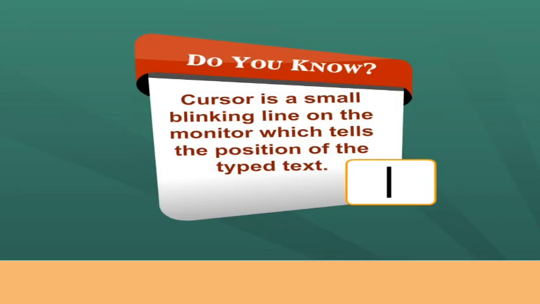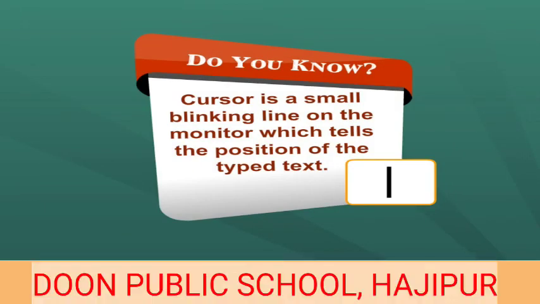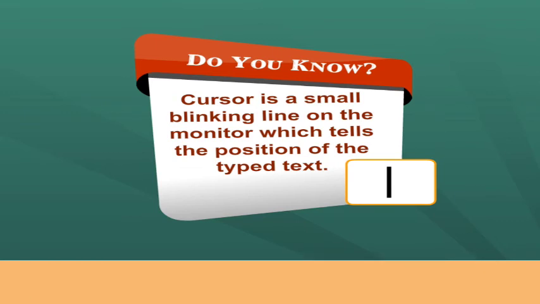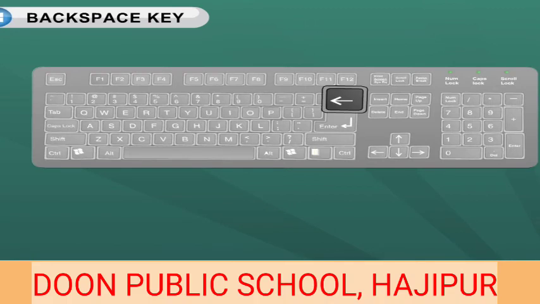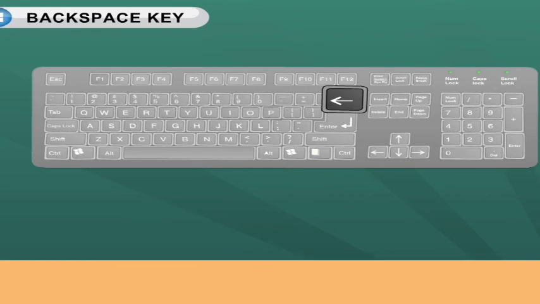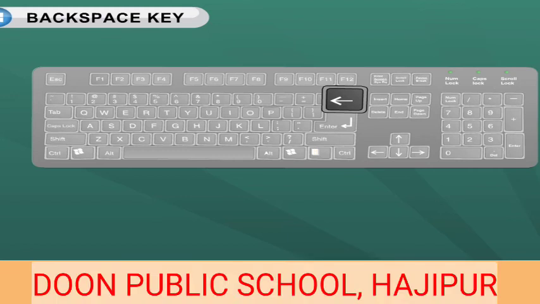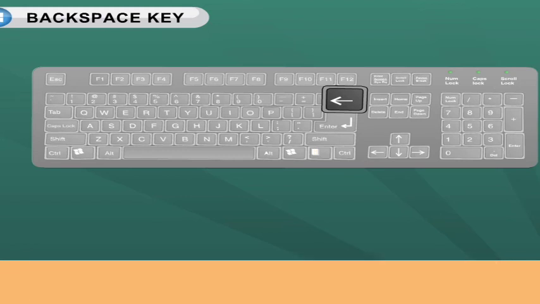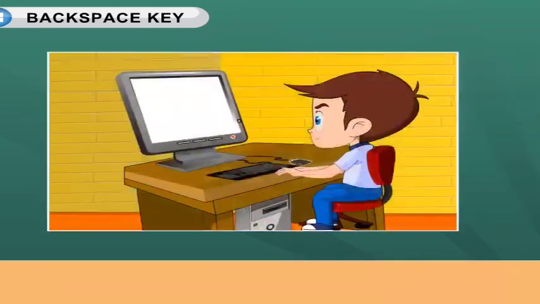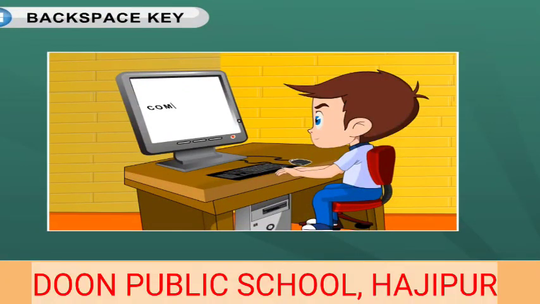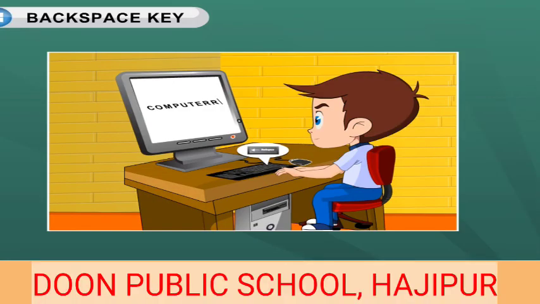Do you know? Cursor is a small blinking line on the monitor which tells the position of the typed text. Backspace key. You can erase whatever you have typed by pressing the backspace key. Backspace key erases anything typed on the left side of the cursor. Suppose you have wrongly typed the spelling of the word computer. Press the backspace key once to correct your mistake.